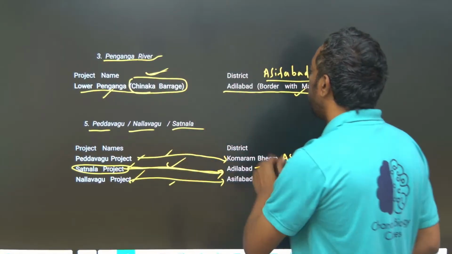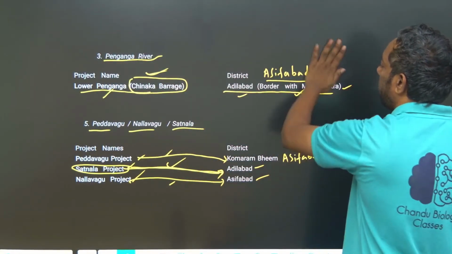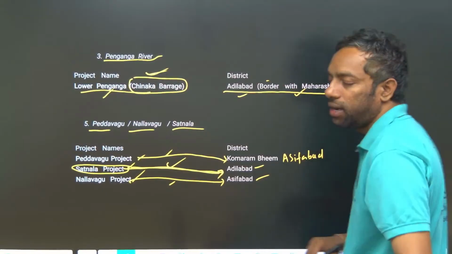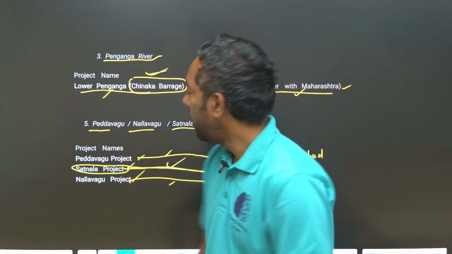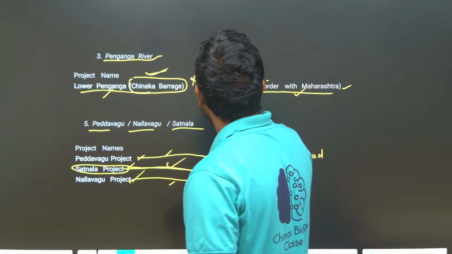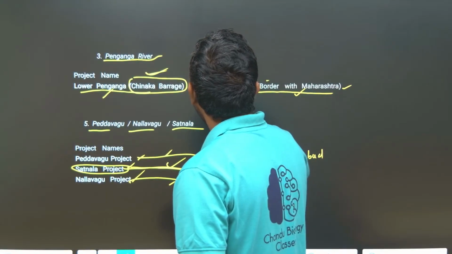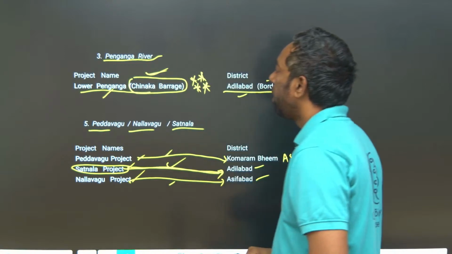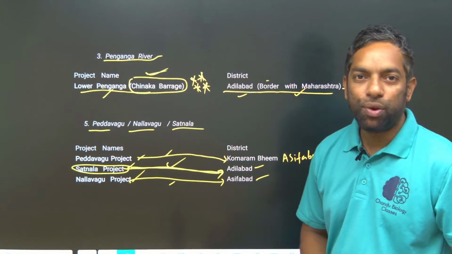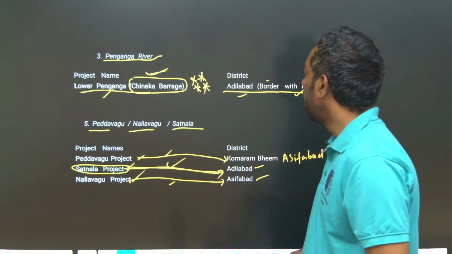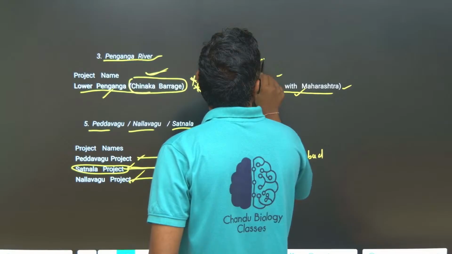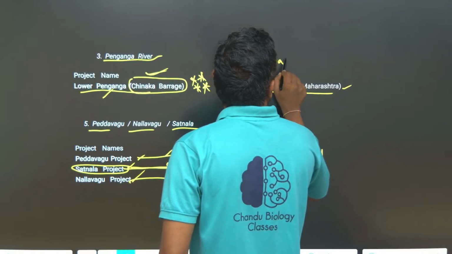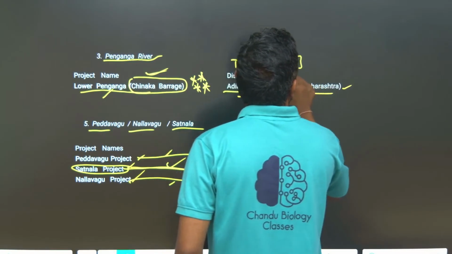The Penganga Chanaka barrage is in Adilabad, mainly Adilabad. Asifabad is neglected. Mainly Adilabad, that is between Adilabad and Maharashtra, between Telangana and Maharashtra. That's why it is important. This minor project of the Penganga river, a tributary of the Godavari, is located between Adilabad, Telangana, and Maharashtra.